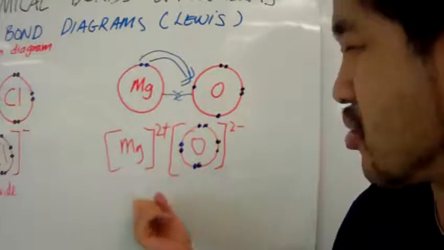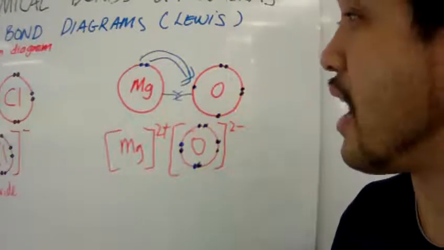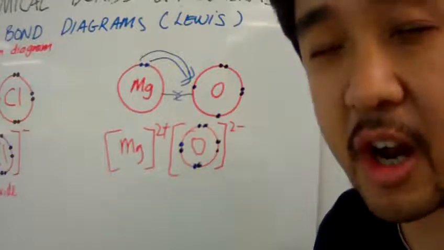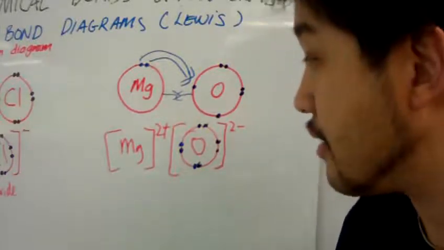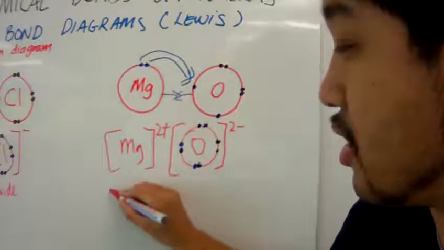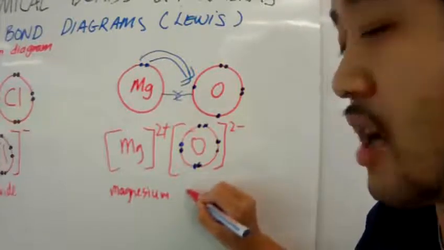And so when these 2 come together and you draw it out like that, that is what we understand as the valence electron diagrammatic representation of this ionic compound known as magnesium oxide.